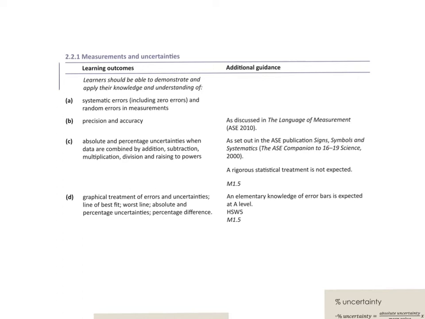Hi everyone, in this session we'll be looking at measurements and uncertainties and what they mean. We're going to start firstly with what systematic errors and random errors in measurements mean. We're going to look at precision and accuracy, very important language in physics. Also we're going to analyze what we mean by absolute and percentage uncertainties and how to deal with them when we add, subtract, multiply, divide, and raise to powers. And then we will leave the last one for the end, which is the graphical treatment of errors and uncertainties.